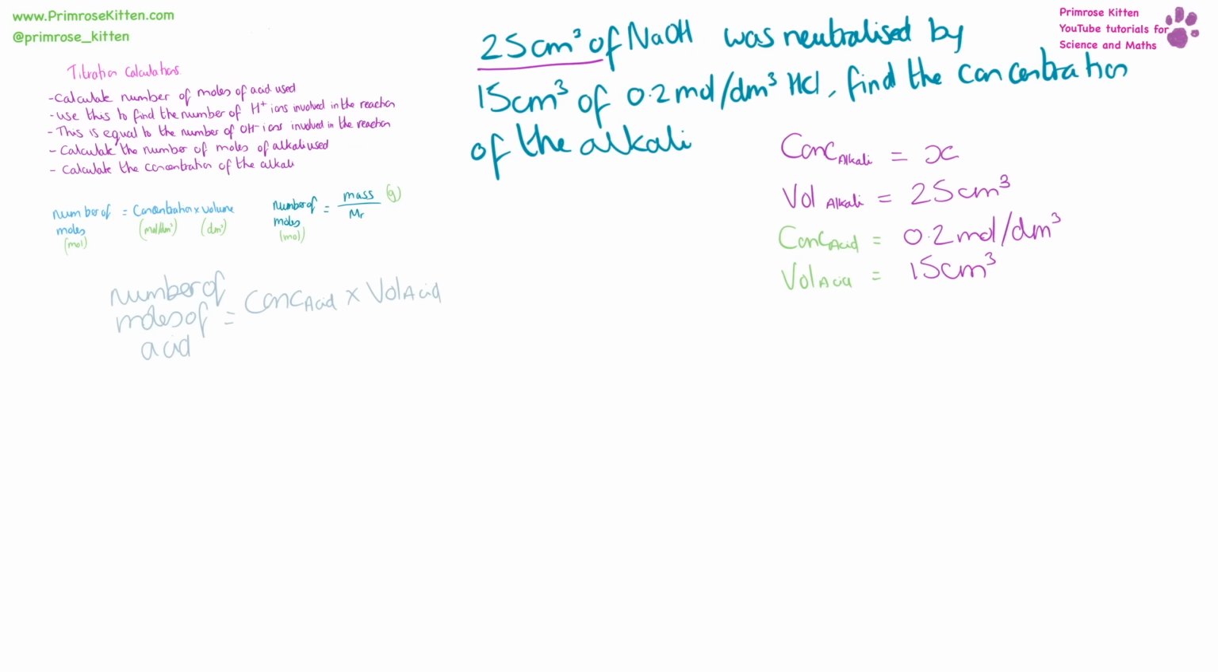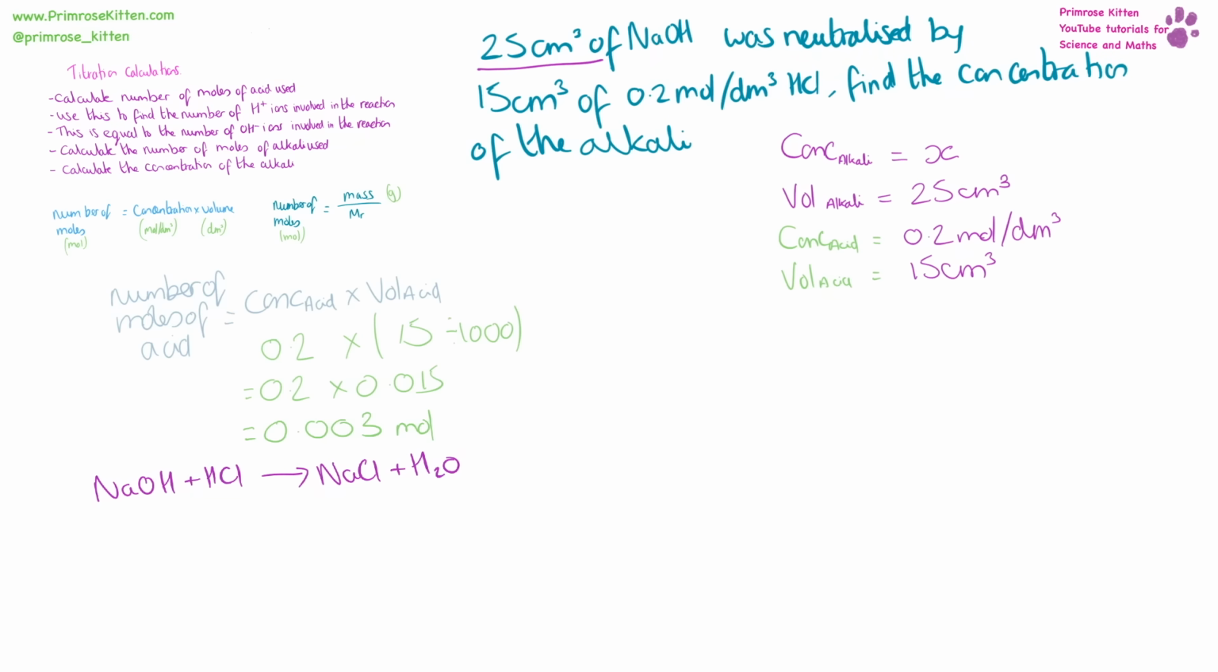So the first thing we do is to calculate the number of moles of acid used. So for the number of moles of acid used, we're going to use concentration of the acid times volume of the acid. That is 0.2 times the volume of the acid, which is 15, divided by 1,000 because we need it in decimetres cubed. So 0.2 times 0.015, giving us an answer of 0.003 moles.